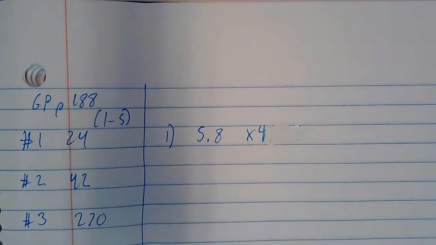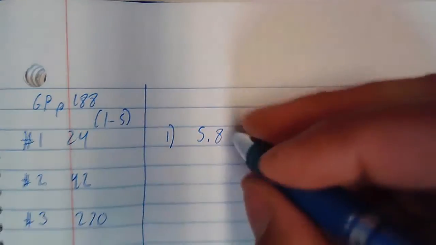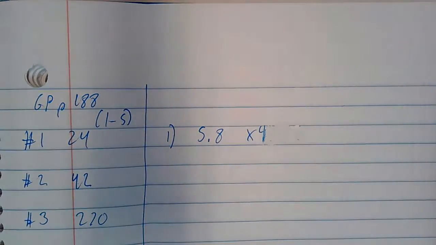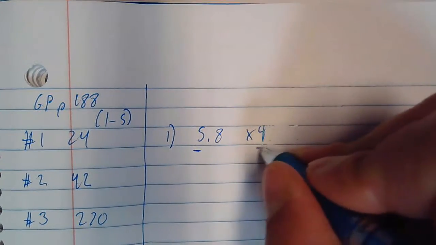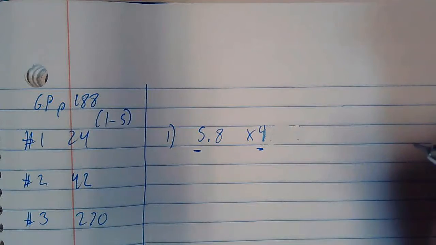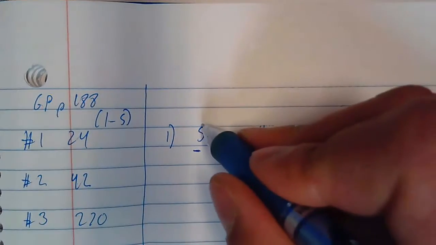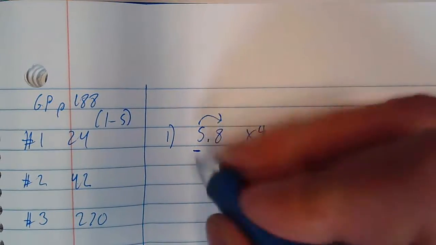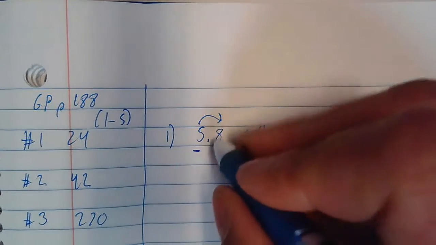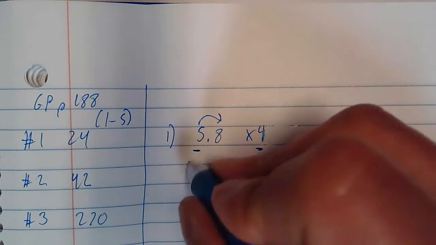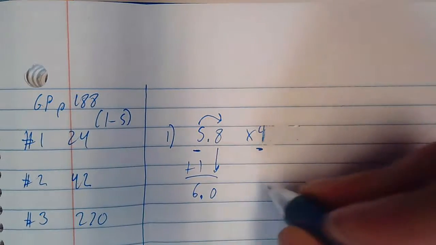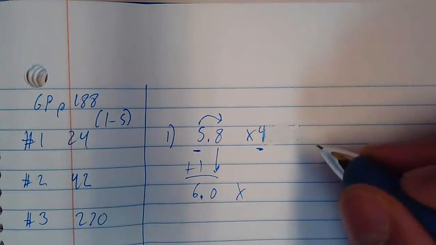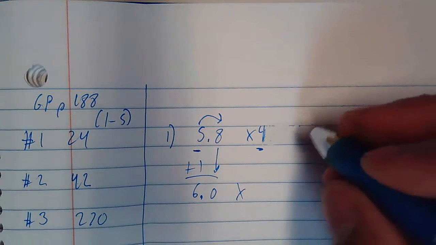Now, for questions 1, 2, and 3, the directions are the same. Estimate each product. By all means, please use your notes. 5.8. Ones place. Well, okay, so we have a 5. We look to the right. We have 5.8. Well, this is 5 or more. I'm going to add 1. That becomes 6. To bring out the decimal, that becomes 0. 6.0 times 4.